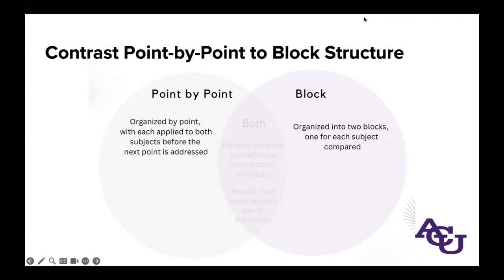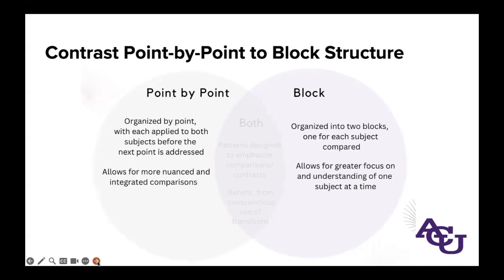The first way that they're different relates to how they're organized. A point-by-point draft is organized by point, with each point applied to both subjects before the next point is addressed. In contrast, a draft that applies block structure is organized into two blocks or halves, one for each subject compared. This means that with point-by-point structure, you're going to flip-flop between the subjects as you go through the points. And with block structure, you are going to talk about subject A in its entirety, our elephants, before you talk about subject B, our bees, at all.